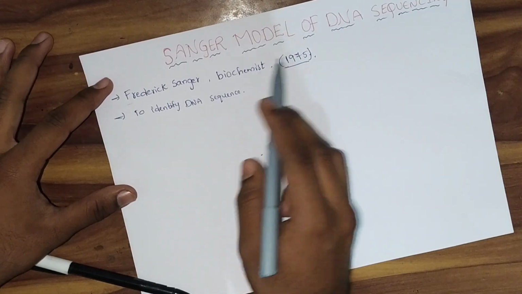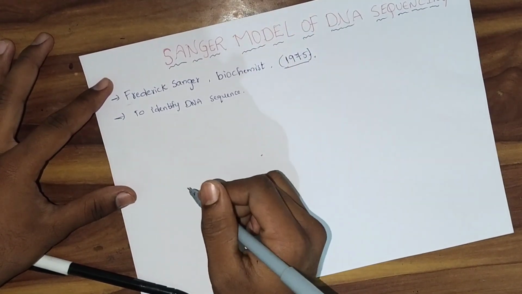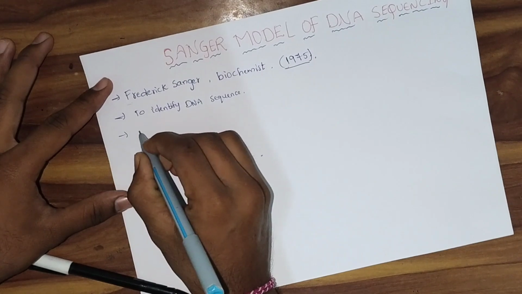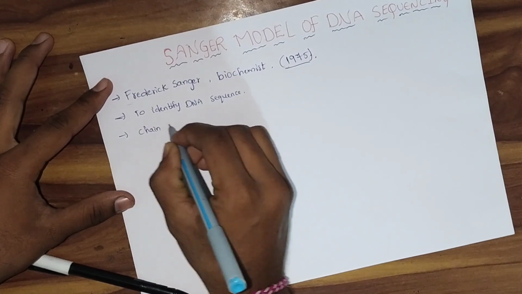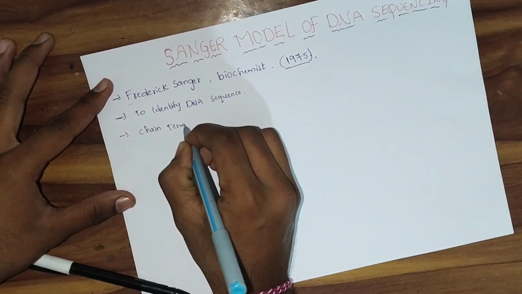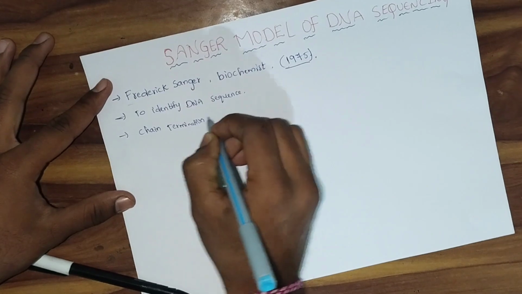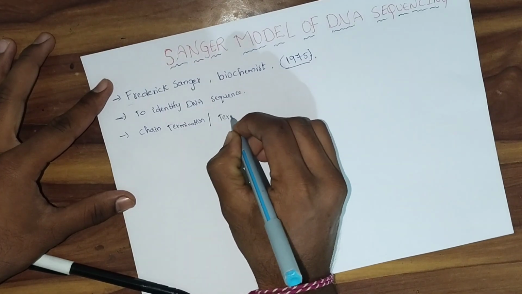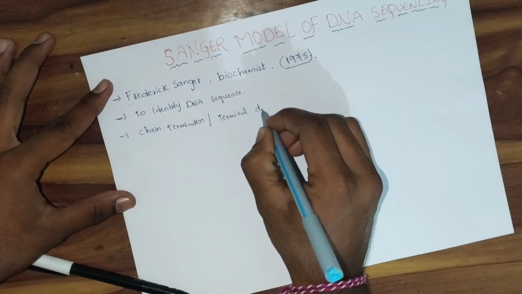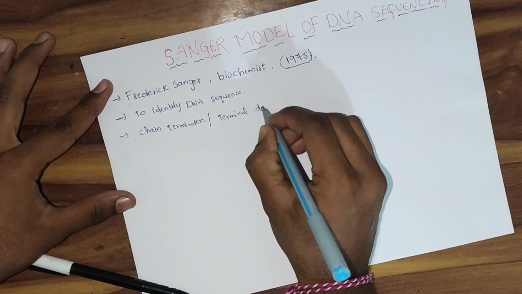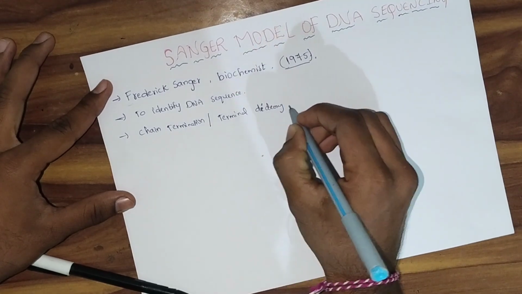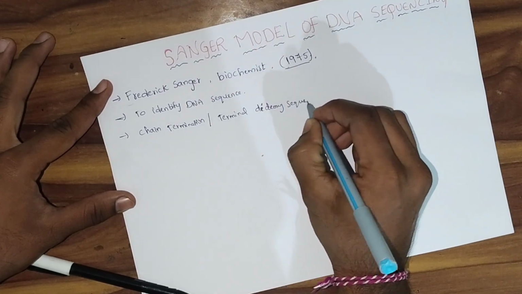The Sanger method of DNA sequencing is also called the chain termination reaction, or the dideoxy sequencing method.